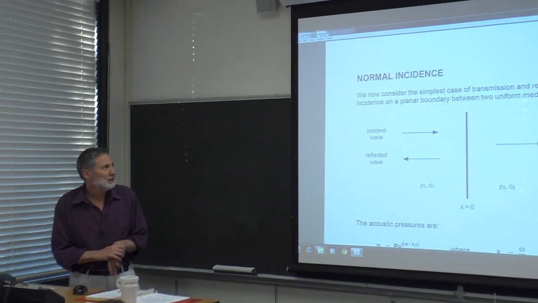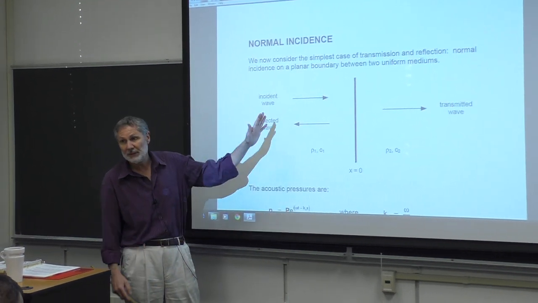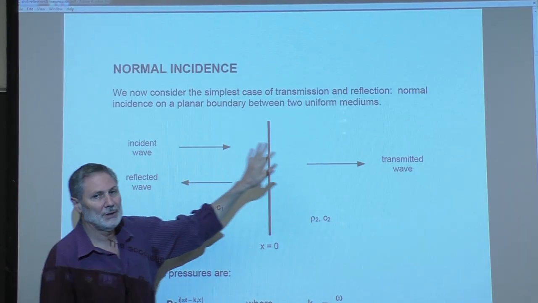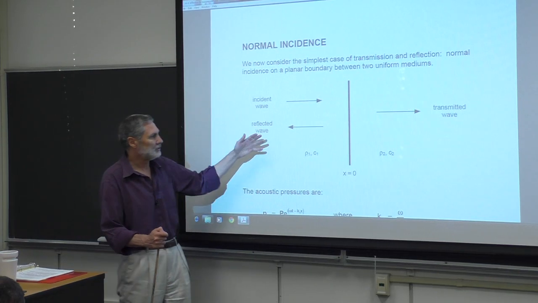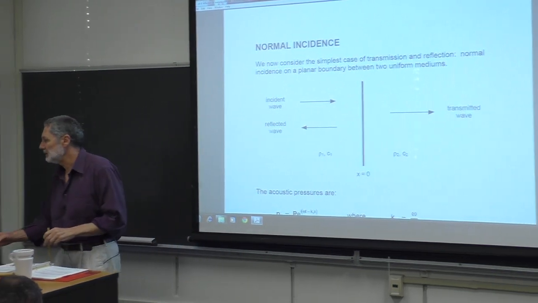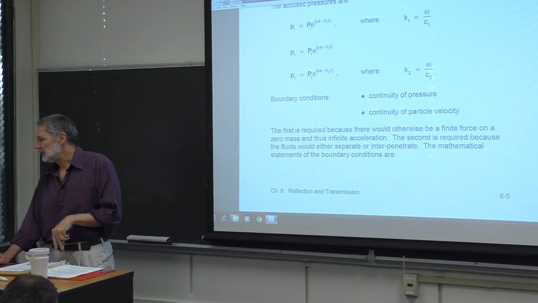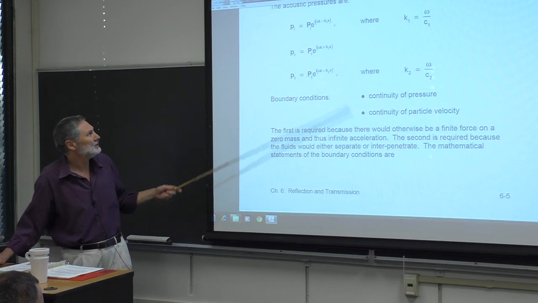Last lecture we looked at normal incidence of a plane wave on a boundary between two uniform mediums, right? We have a little bit more explanation or interpretation to do with this, and then we'll get into the next case, which is a layer. So this was actually very easy to solve. We didn't really need the explicit expressions here.